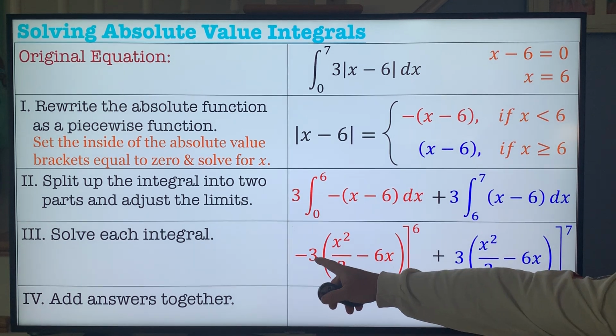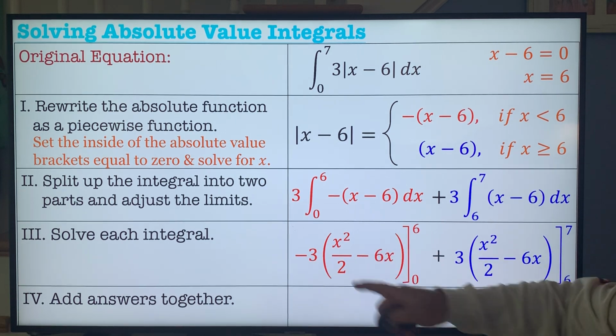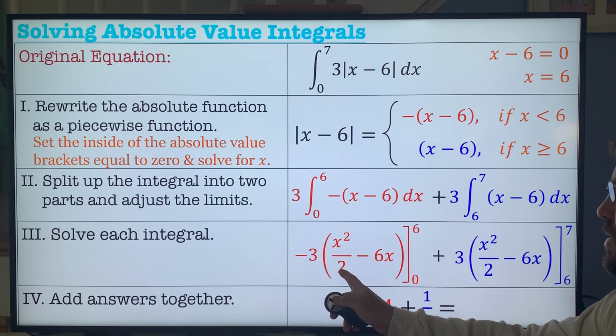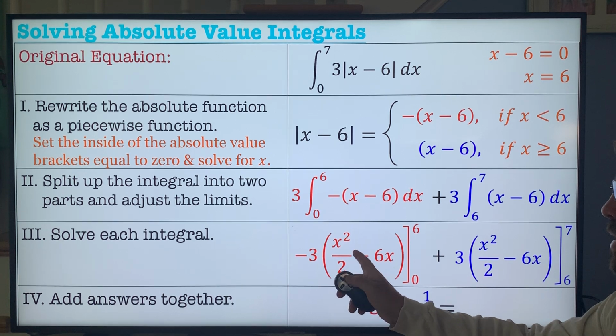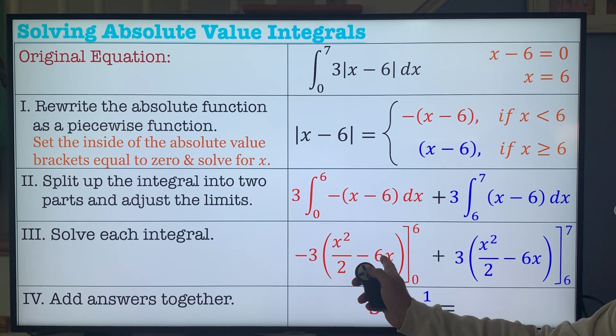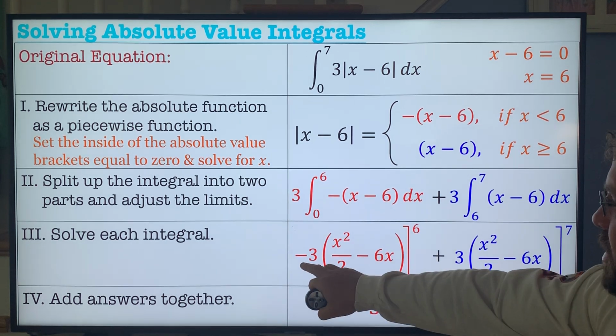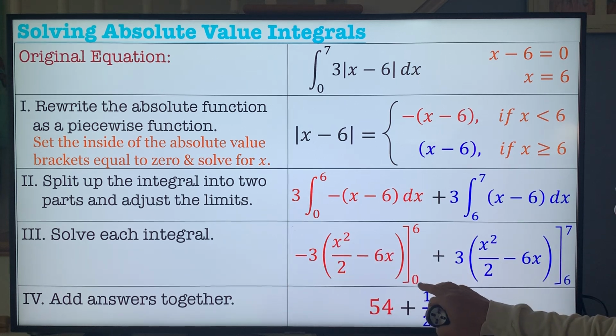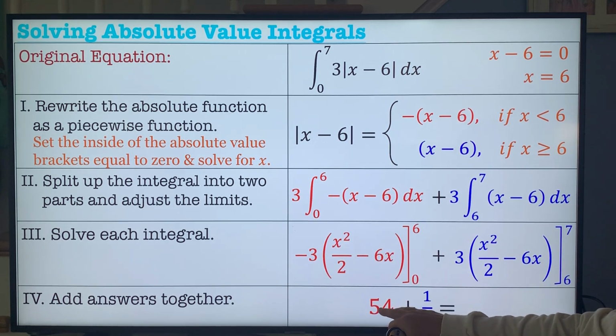Now, type 6 in here. 6 squared is 36 divided by 2 is 18. 18 minus 6 times 6, 18 minus 36 is negative 18. Negative 18 times 3 is 54. Okay? Got it? 54. If I plug 0 in here, the answer is 0. 54 minus 0 is 54. So this whole answer right here is 54.